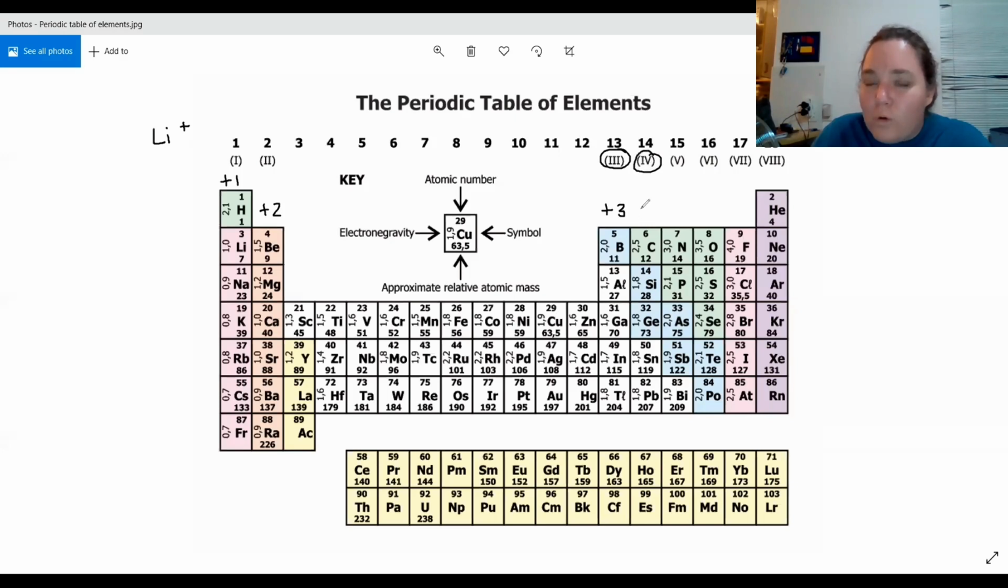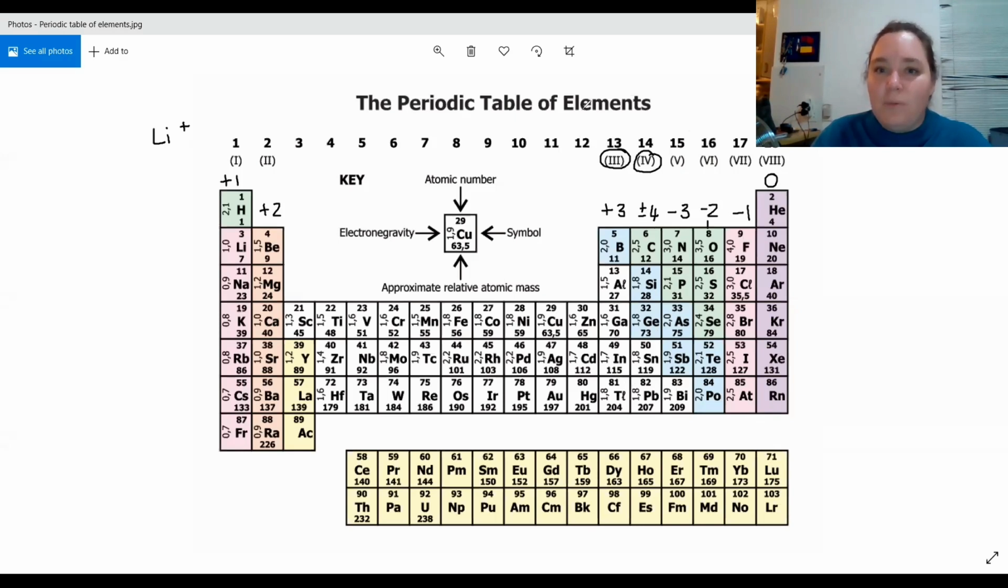Anything in group 4 will be plus or minus 4, but it's also not likely to form an ion, so you usually can ignore this group completely. Anything in group 5 will be -3. Anything in group 6, -2. Group 7, or the halogens, -1. And group 8, your noble gases, doesn't form compounds.